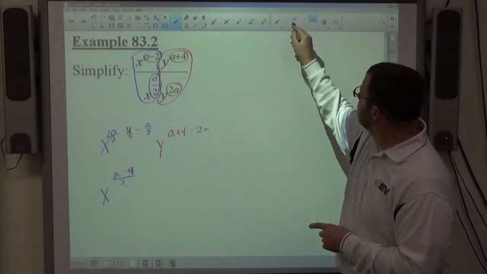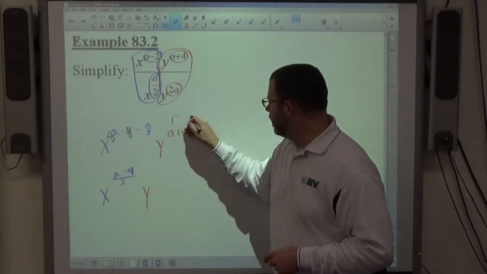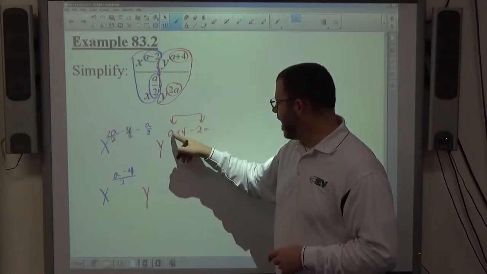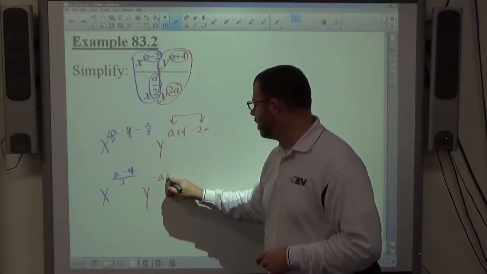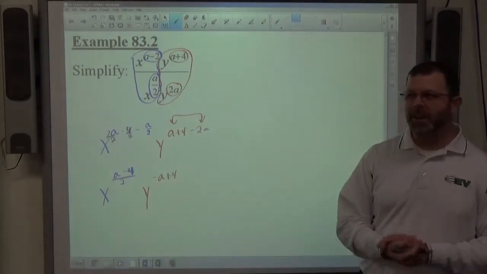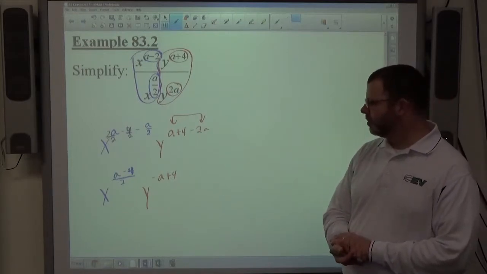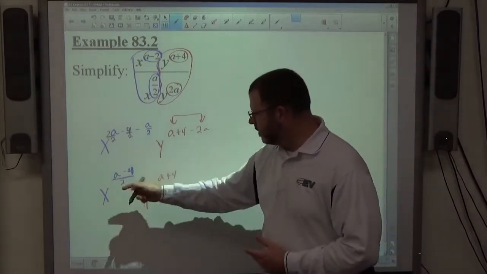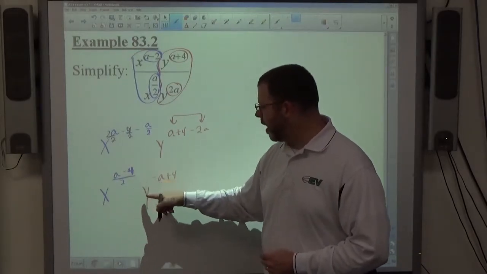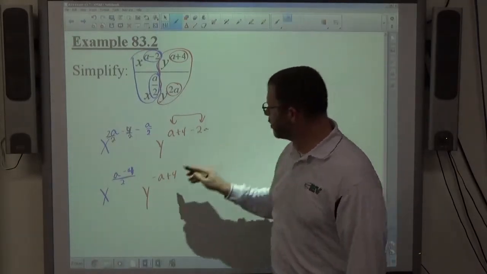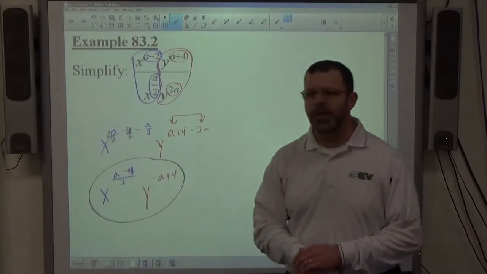Looking at the y, these guys are like terms, 4 isn't, so a minus 2a is negative a plus 4. I'd be fine with 4 minus a also, take your pick. The order of things doesn't really matter to me that much. And again, x to a power simplified as much as possible, y to a power simplified as much as possible. That is the end result of that problem.